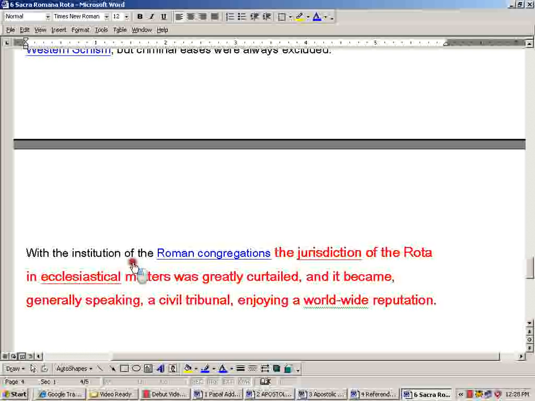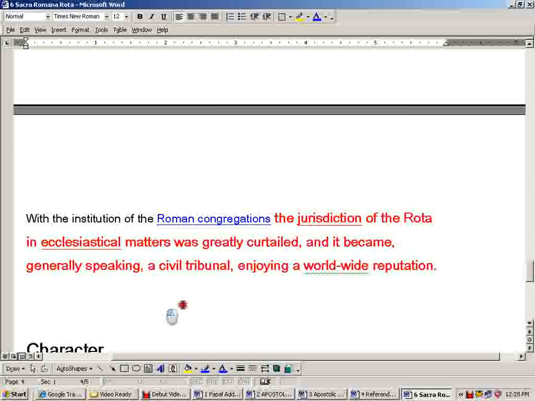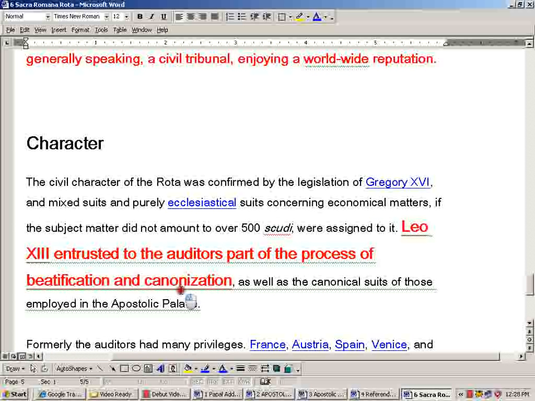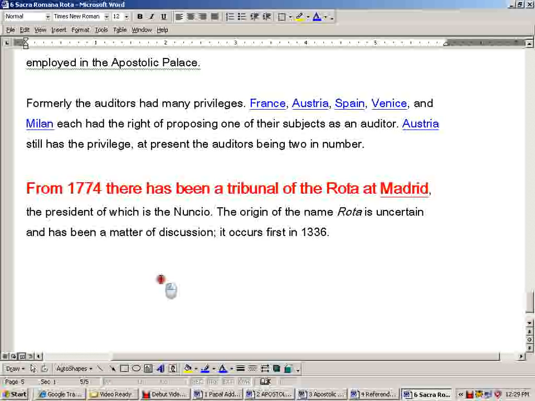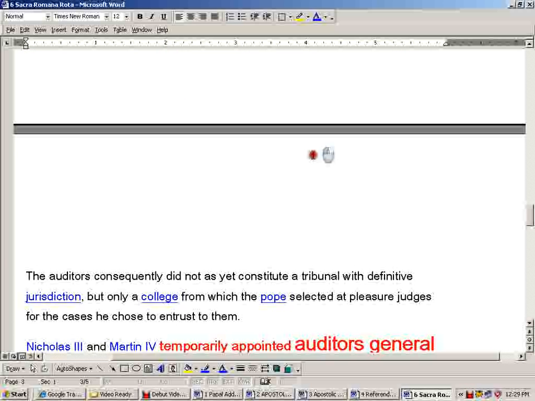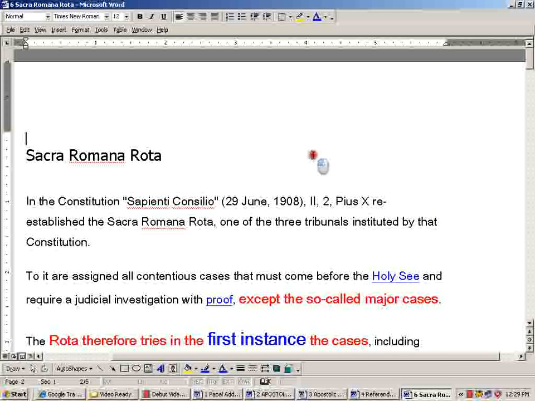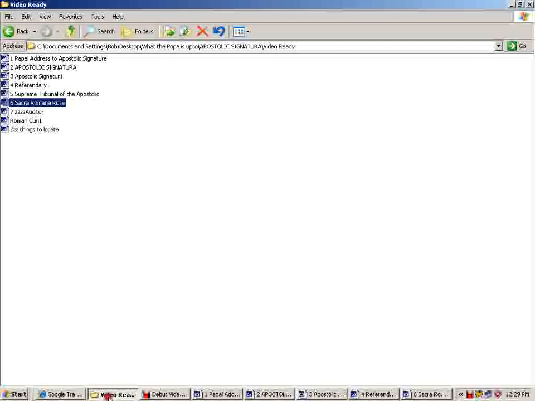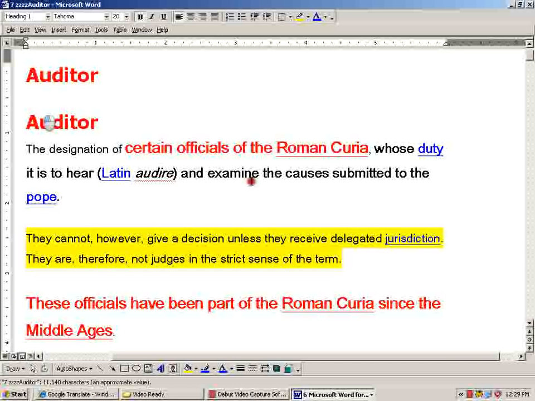With the institution of the Roman congregations, the jurisdiction of the rota in ecclesiastic matters was greatly curtailed, and it became, generally speaking, a civil tribunal enjoying a worldwide reputation. Leo entrusted to the auditors part of the process of beatification and canonization. Okay, so this is the other one, the Roman rota, what they call the Sacra Romana Rota, and they have auditors. Let's see if we can find out about an auditor.